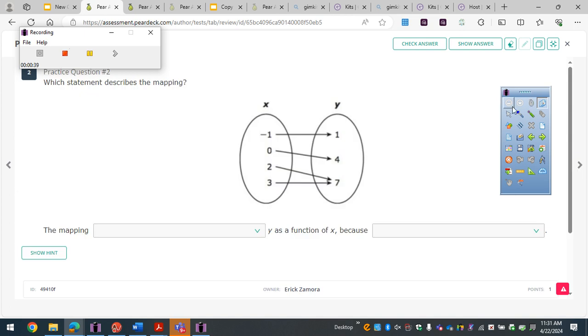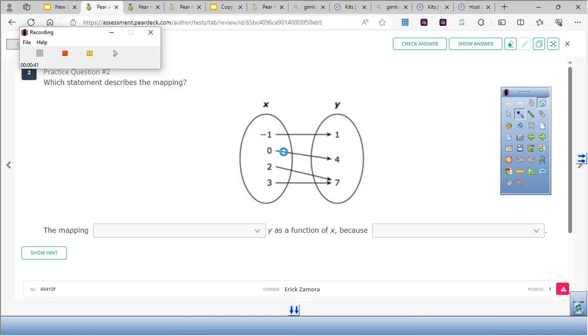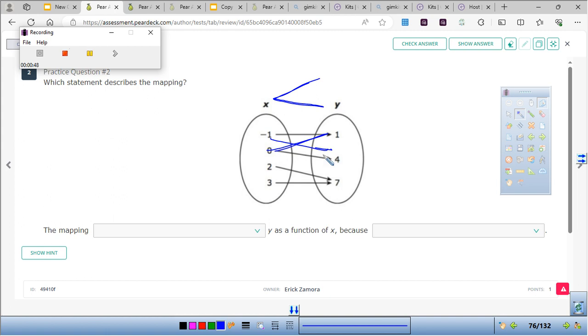Okay, this is really easy. Basically we don't want to see this. If we see that, where this one goes to 2, or this one goes to 2, or this one goes to 2, it's not a function. So let's see what happens here. This one is a function.